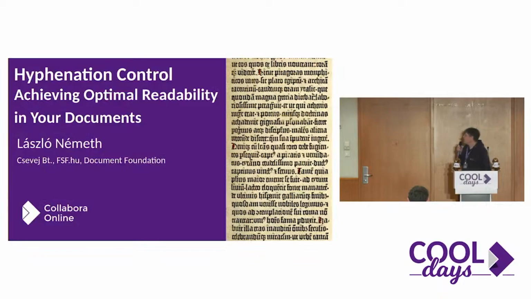But first of all, I will try to show the title of my presentation, and in the small illustration, this is the Gutenberg Bible from the 15th century. And you can see that it's not so readable. My presentation is about hyphenation control, achieving optimal readability in your documents, because it's very special, these fonts. It's a black letter font. It's very hard for modern people nowadays to read these letters.